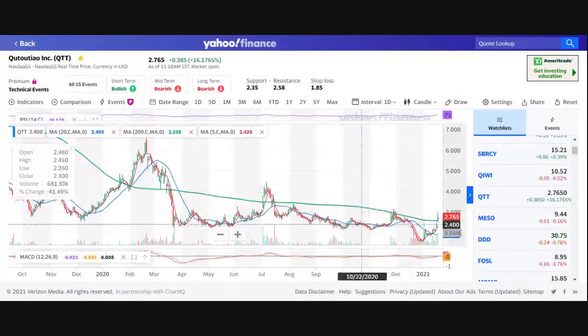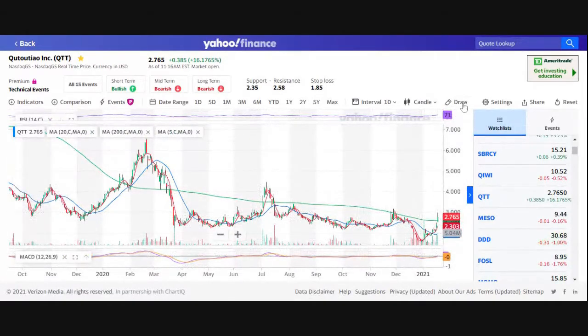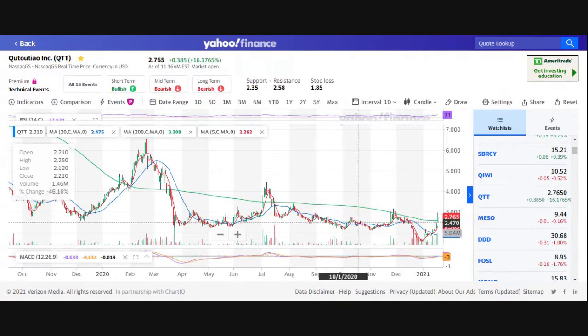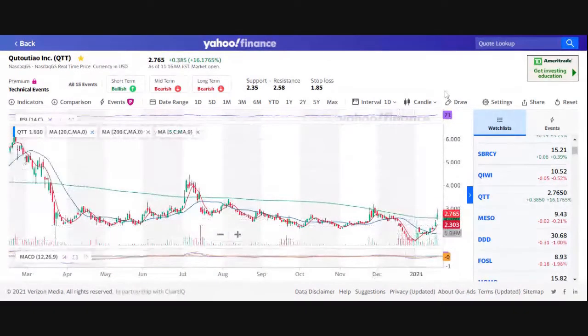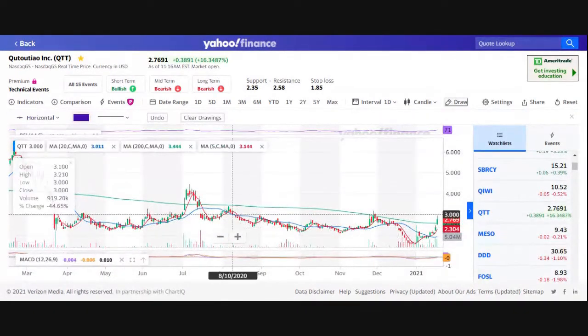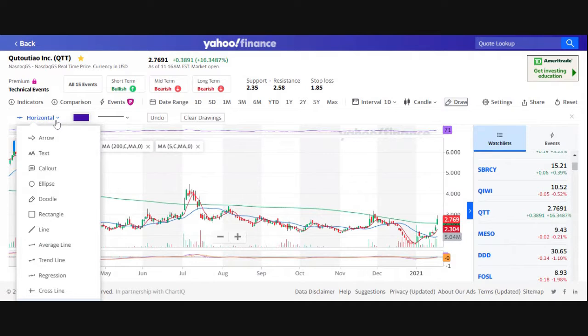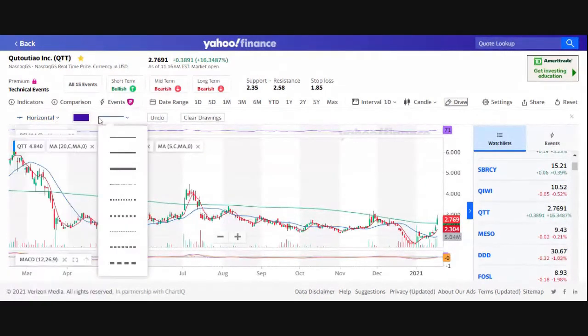All right, so first, Yahoo Finance, of course. Type in the ticker symbol, pull up the chart. Once again, this is QTT. So we're going to come over here to draw. Click on the drawing tools, horizontal. It would be somewhere around here, but I already have it highlighted. I already have it picked, so that's why it's there.